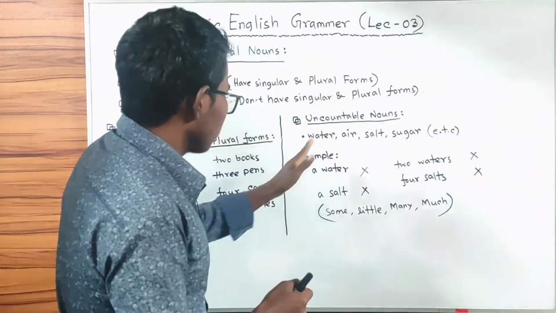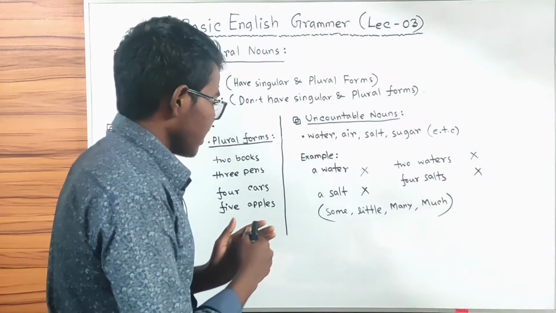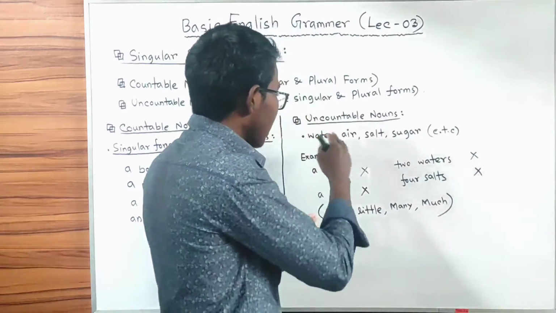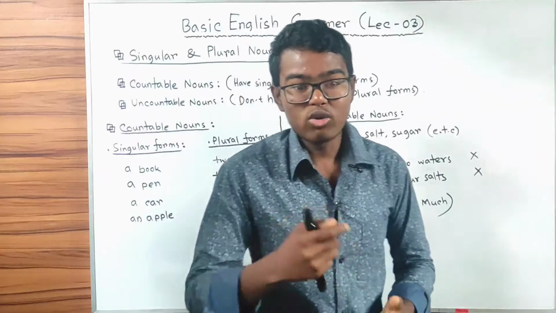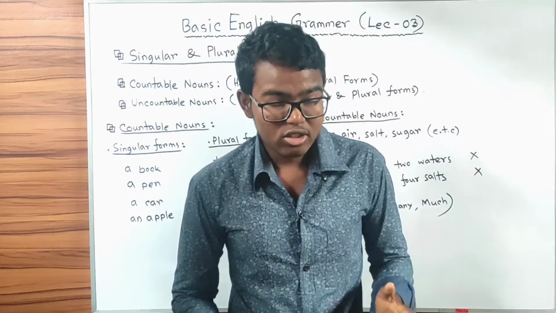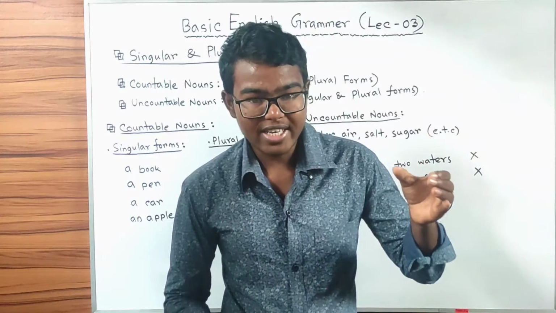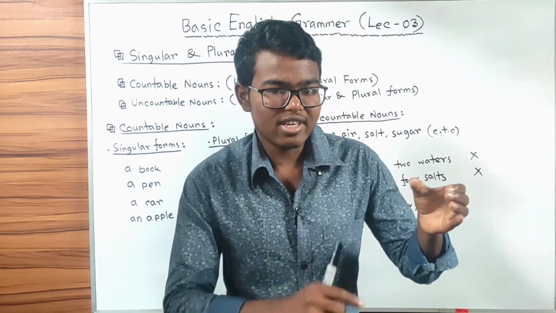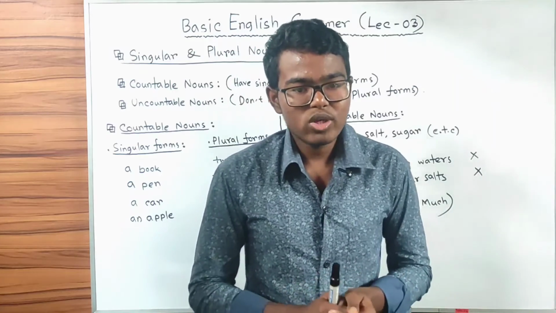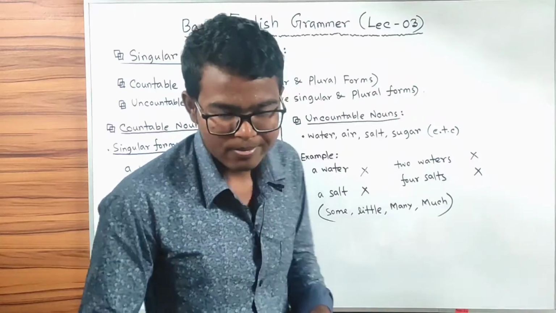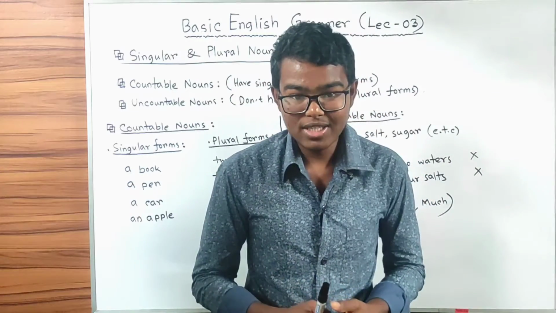So uncountable nouns don't have singular forms as well as plural forms, but we can use quantity expressions with uncountable nouns. I would love to give an example here. Suppose I have a glass of water in my hand and I can say there is a little water in this glass. So we can use quantity expressions with uncountable nouns. There are many more to learn, so let's move on.